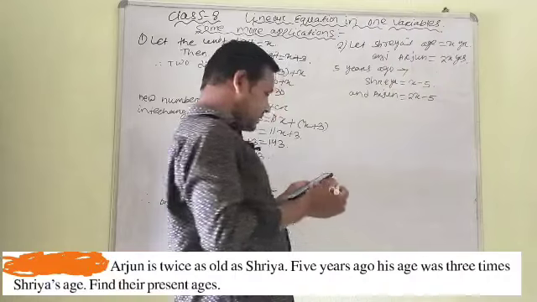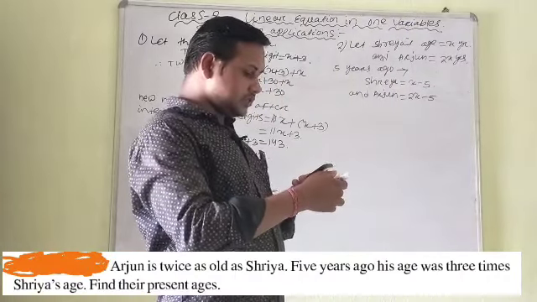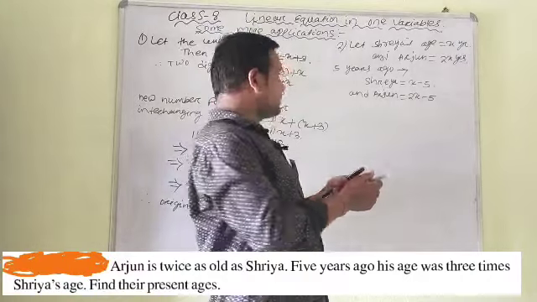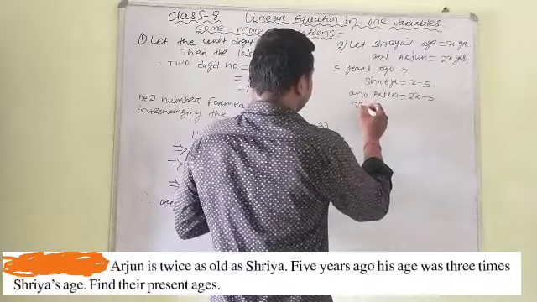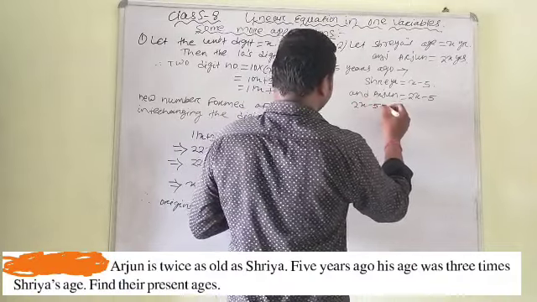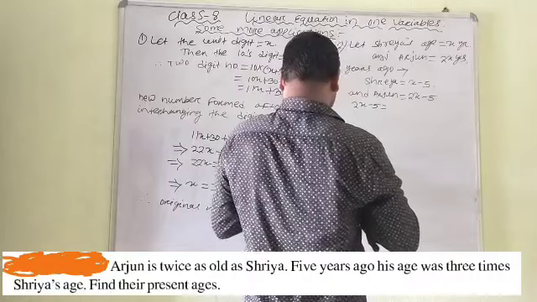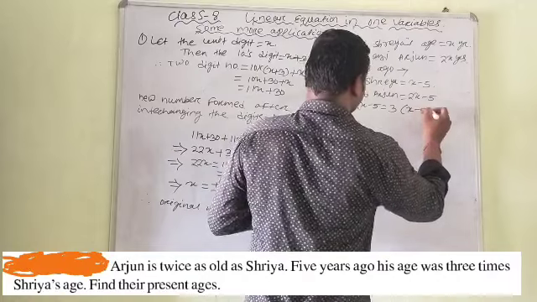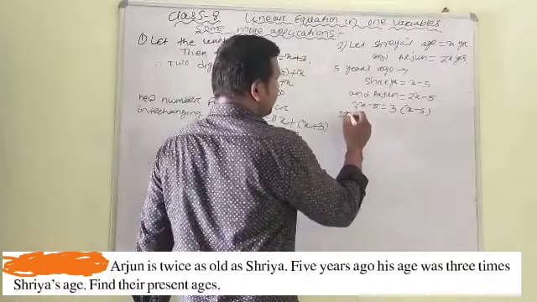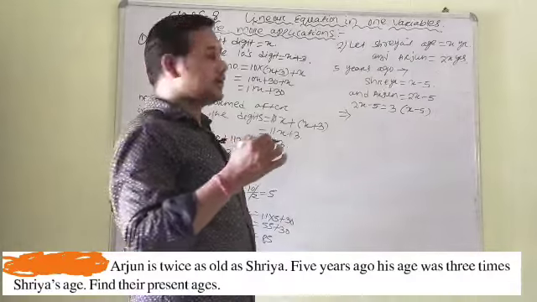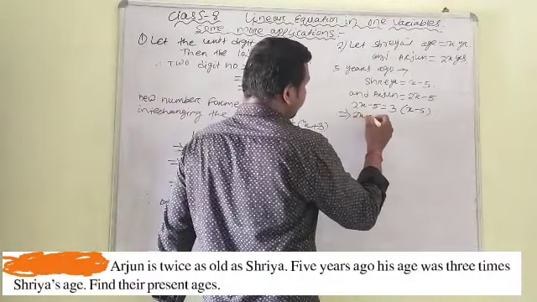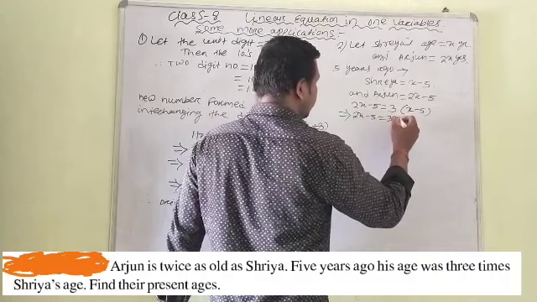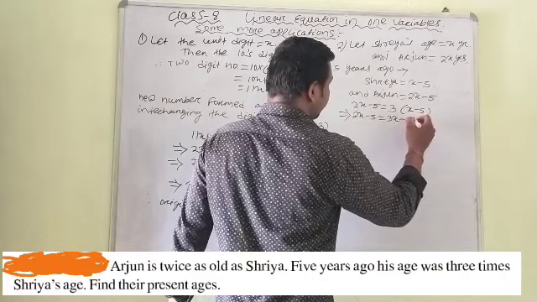Okay, and it's given 5 years ago his age was 3 times Shreya's age. That is Arjun's age before 5 years is equal to 3 times the Shreya's age. That is 3 into x minus 5. Okay. Now we'll simplify this one to get the value of x. Here 2x minus 5 equal to 3 will multiply with the x as well as 5. So 3 into x, 3x minus 3 into 5, 15.